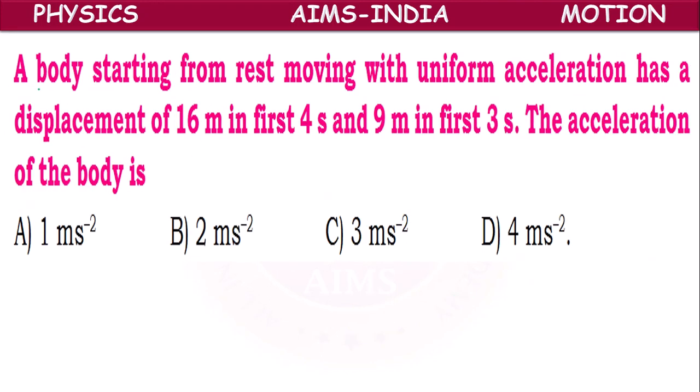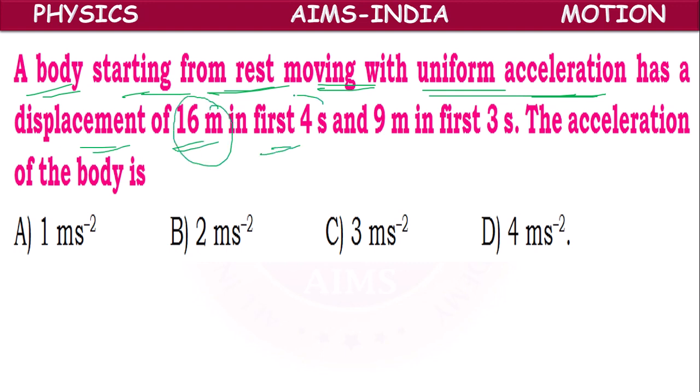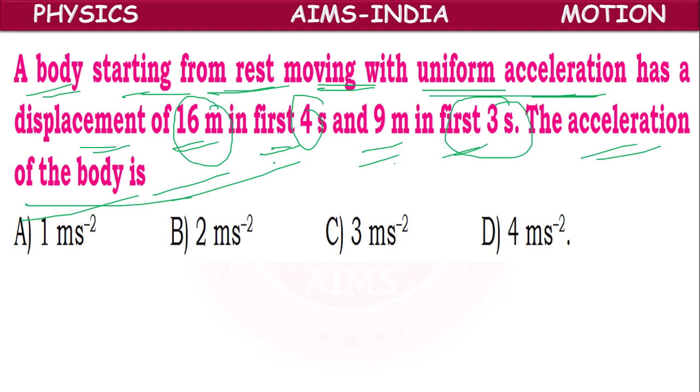Next one. A body starting from rest, moving with uniform acceleration, has a displacement of 16 meters in first 4 seconds, 9 meters in first 3 seconds. The acceleration of the body is how much?